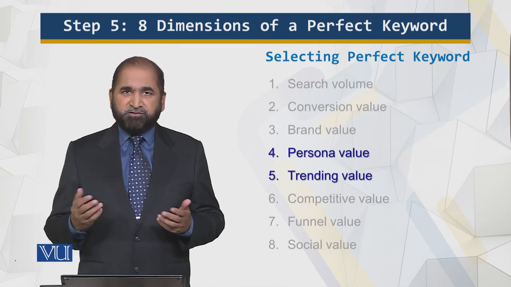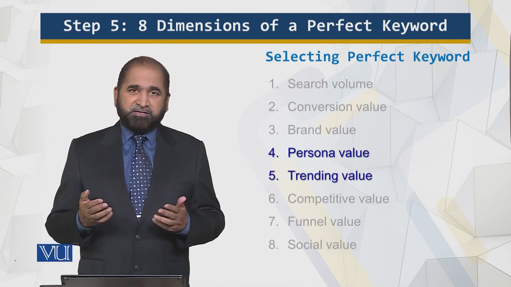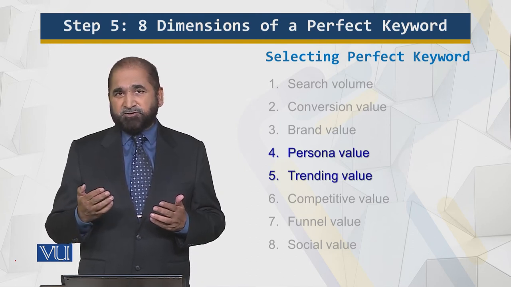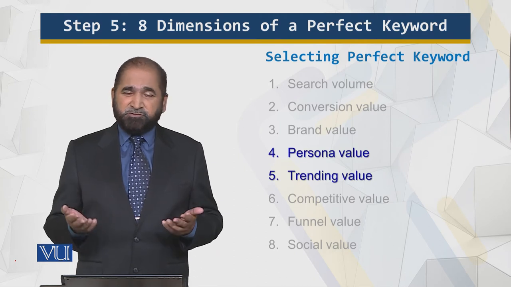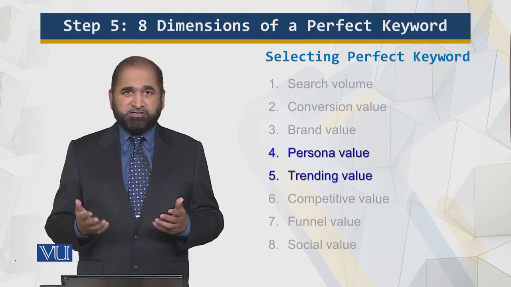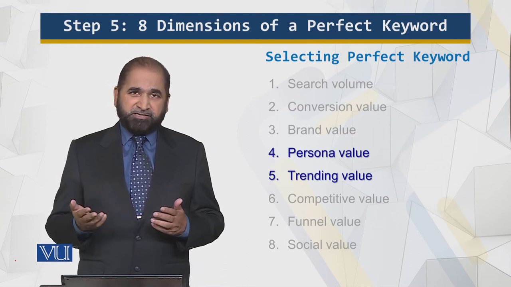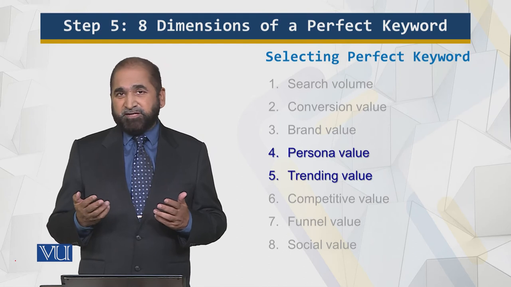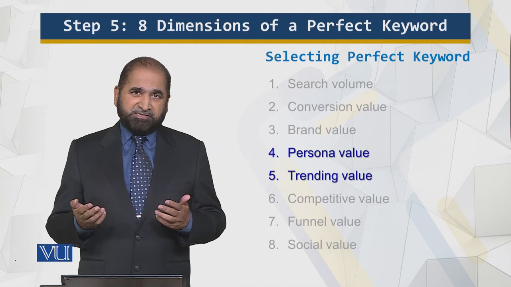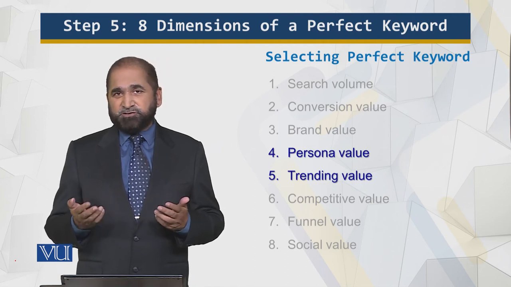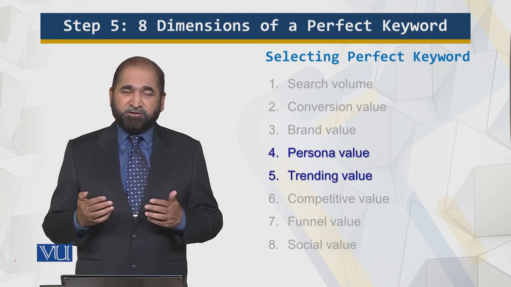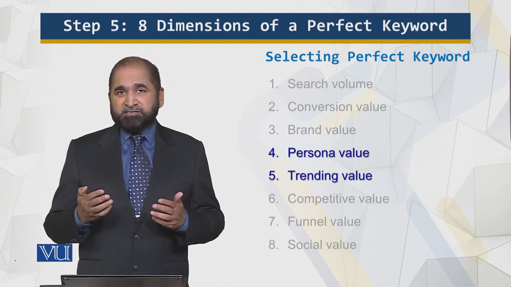Then is the persona value. Now, unlike print media, or electronic media, which means radio or television, in the context of the web you are getting lots and lots of information about the visitors to your website. That demographic information tells you a lot about the personal likes and dislikes, the personal behavior of your visitors. So you have to take into consideration all these factors while considering a keyword.